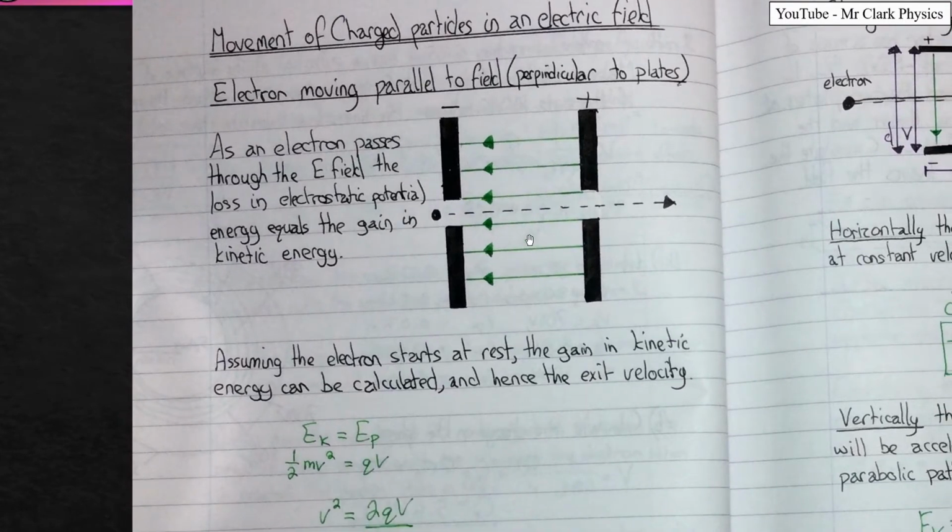Another way of thinking about this is our negative electron is going to lose some electrostatic potential energy when it moves from here, where it really doesn't want to be, it's next to the negative plate, and moves closer to the positive plate where it does want to be. So it's going to lose potential energy, and therefore it will gain kinetic energy. And that's the basis of the mathematics here.